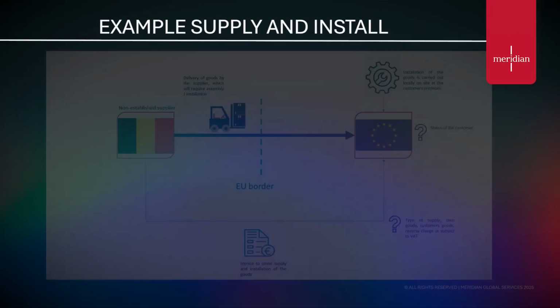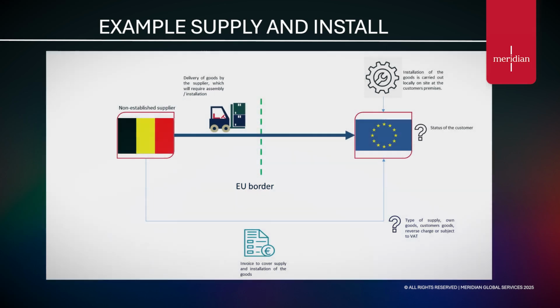And the exchange of ownership of those goods will go over to the customer once the non-established supplier has finished with the installation. So if we have a look at our example, we have a Belgian supplier and he's delivering goods to his customer in another EU member state, but he must also arrange for the installation of those goods. And once that's complete, there's a sale to his customer. Now, normally you would have a movement of goods, first of all, from Belgium to the EU, and then you would have a domestic sale.